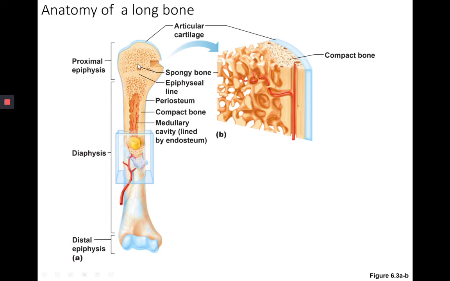We have spongy bone in the middle of the epiphyses, and the epiphyseal line, which is just a layer of compact bone. That means this individual, whoever this bone was from, had stopped growing. If not, you'd have a layer of cartilage here, and it would be called an epiphyseal plate instead of a line. And then you have some more spongy bone, but it opens up into a space that's filled with yellow marrow in adults. Yellow marrow is just fat.